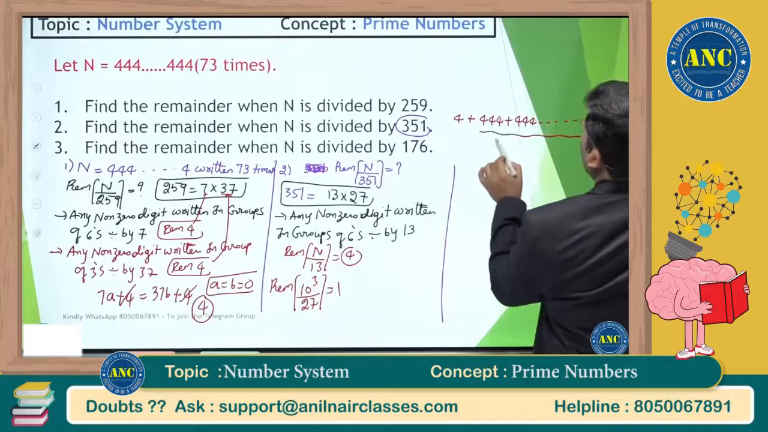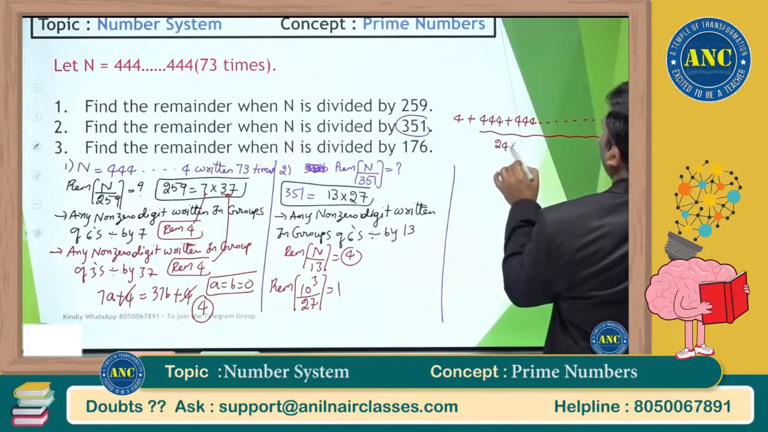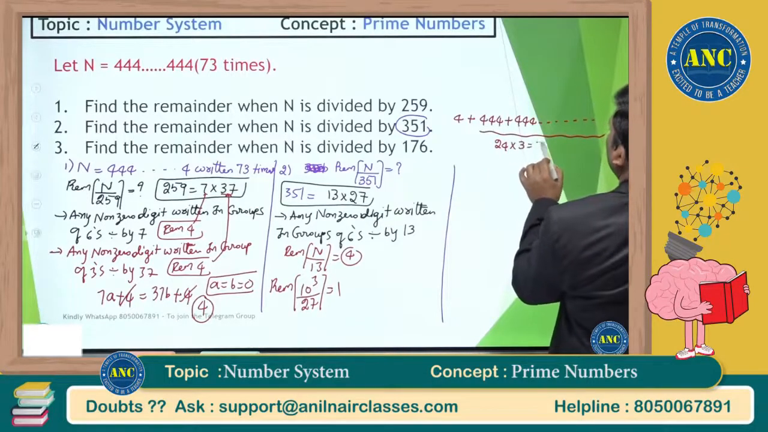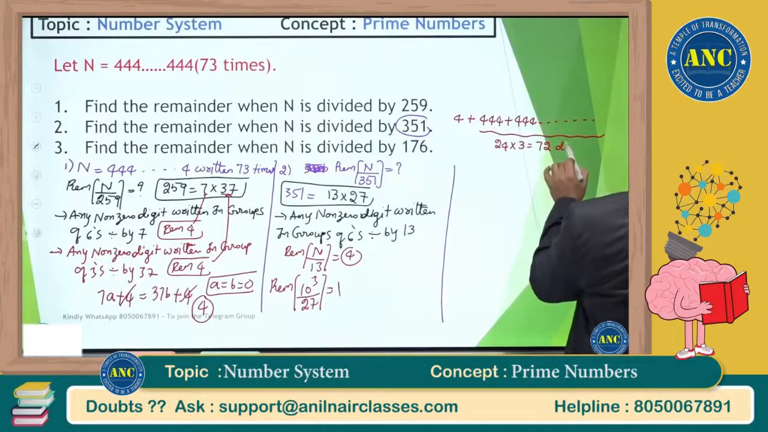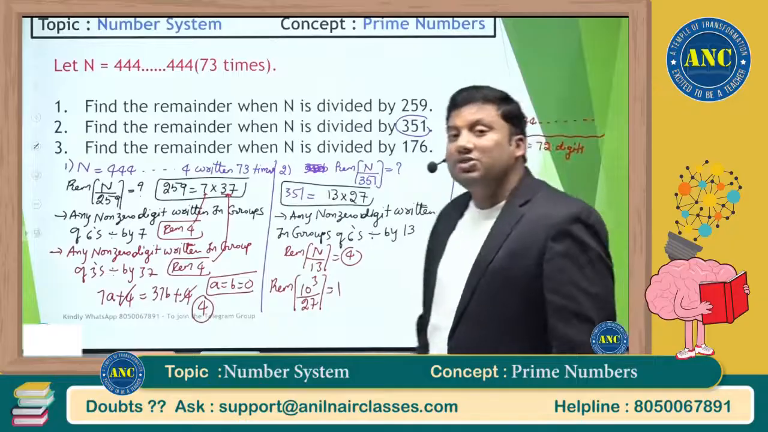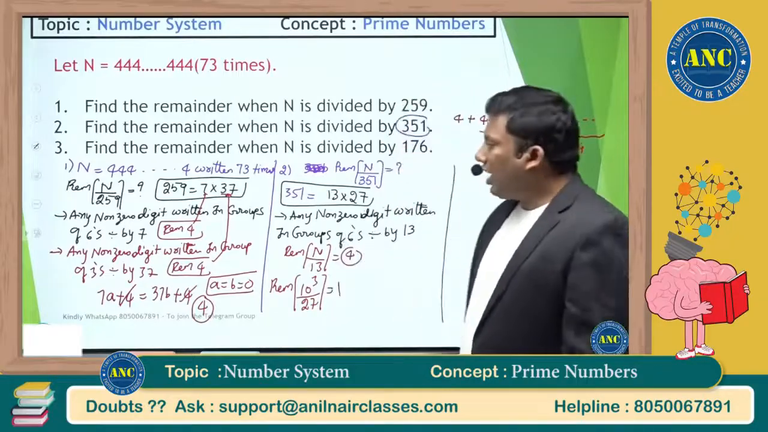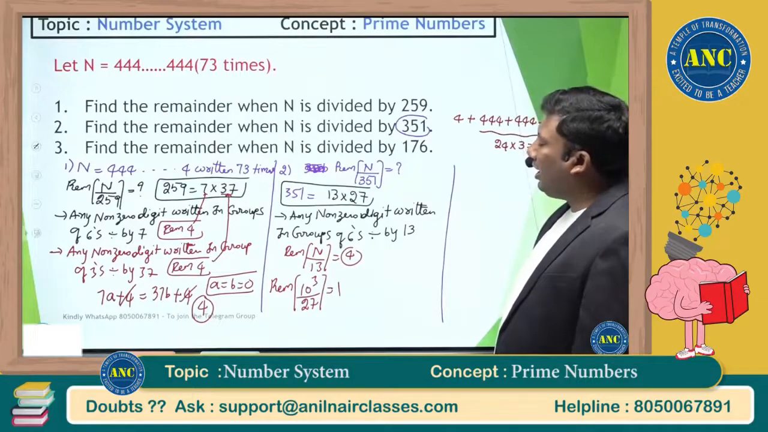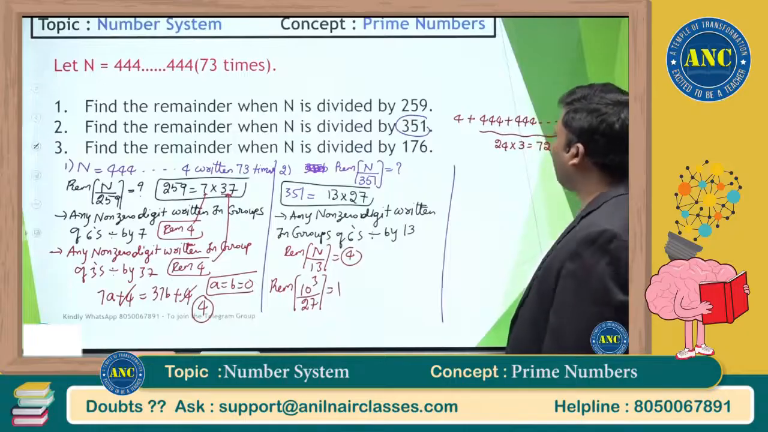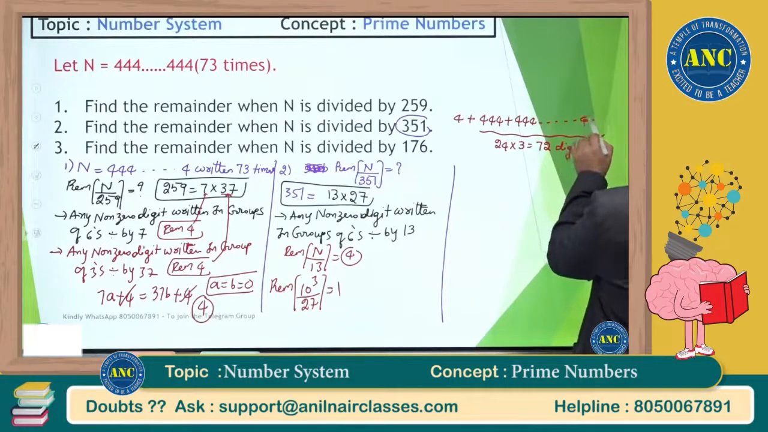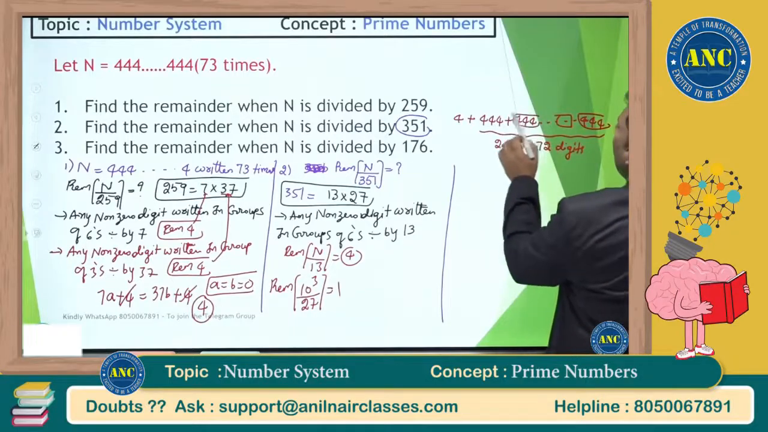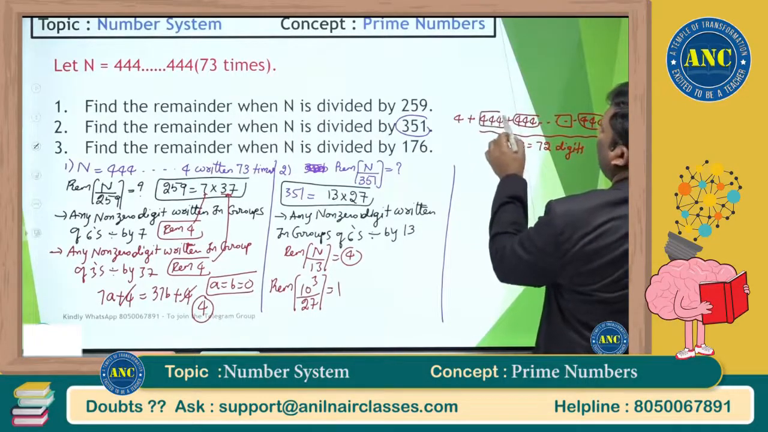These are total 24 into 3, 72 digits. Why did I write it separately? What is the divisibility rule of 27? Start from right hand side, take a group of 3 digits and add them. So if I keep on taking groups of 3 digits, first 3 digits, next 3 digits, I will take 24 groups.